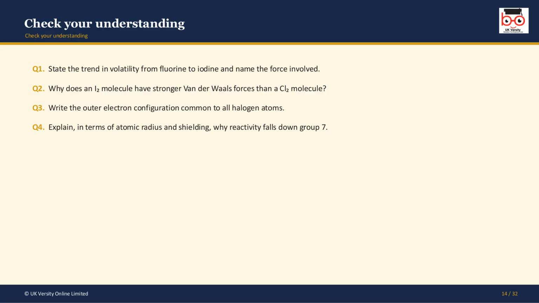Time for a quick check. Can you state the trend in volatility from fluorine to iodine and name the force responsible? Why does an iodine molecule have stronger van der Waals forces than a chlorine molecule? Can you write the outer electron configuration shared by all the halogen atoms? And can you explain, in terms of atomic radius and shielding, why reactivity falls down group 7?